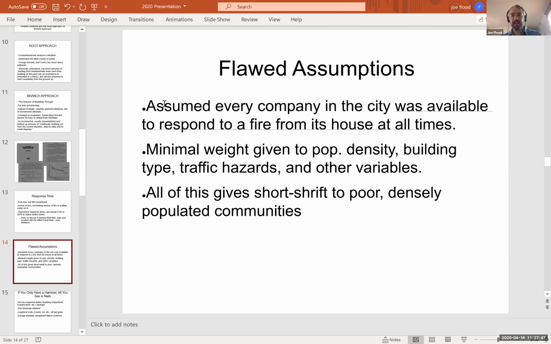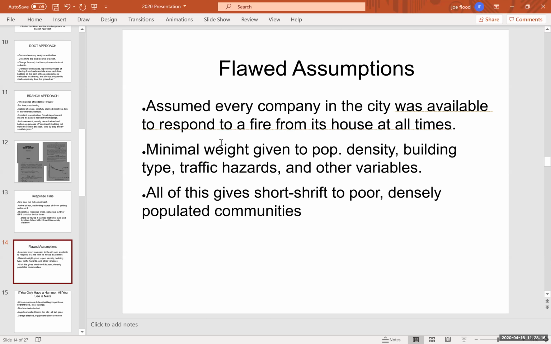Think about that for a second. 5,000 fires a year for a single company, that's almost 20 fires a day that the companies are going on. Many companies in busy neighborhoods like the South Bronx, which were poor, very high density population, a lot of industrial, a lot of old infrastructure, companies are just going from fire to fire to fire. They're never responding from their house. And so that assumption is flawed.